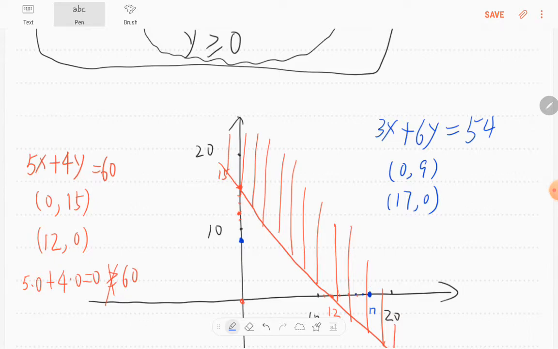We just sketch the graph, okay? It's not very accurate. Then we connect. Sorry, I didn't draw very well. Okay, so this is the line, 3x plus 6y equals 54.